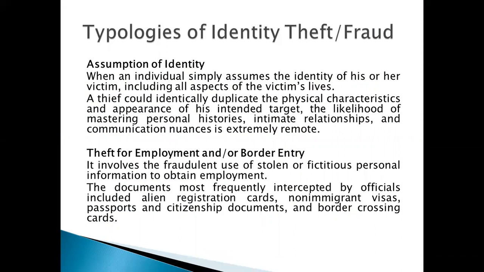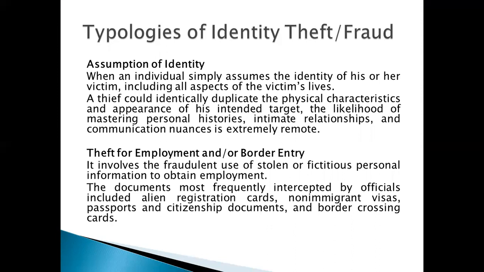Next is typologies of identity theft and identity fraud. First one is assumption of identity. What is assumption of identity? When an individual simply assumes the identity of his or her victim, including all aspects of the victim's life. For example, in most of the films and serials you have seen these activities. They will get a small card, a small letter, or a childhood dress, and that person will assume the identity of that person and act in the family. You have seen this in a lot of movies. That is called assumption of identity.